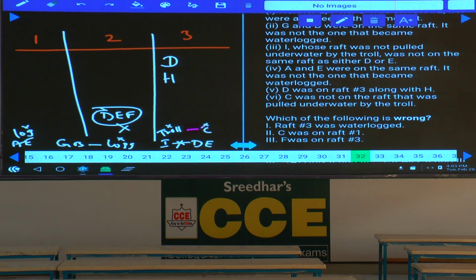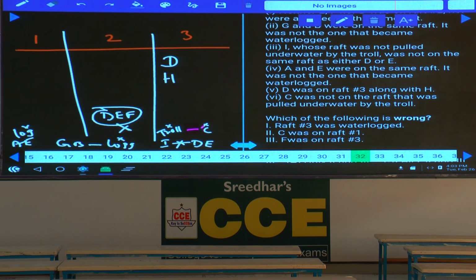Now this is the information we have, isn't it? Then tell me how to finalize the given data. D and H were there, A and E were together, G and B were also together. As G and B were together, G and B cannot be in raft 3, and A and E cannot be in raft 3, because both pairs cannot be in the same raft, as four persons would be there. Hence, tell me where can this A be?